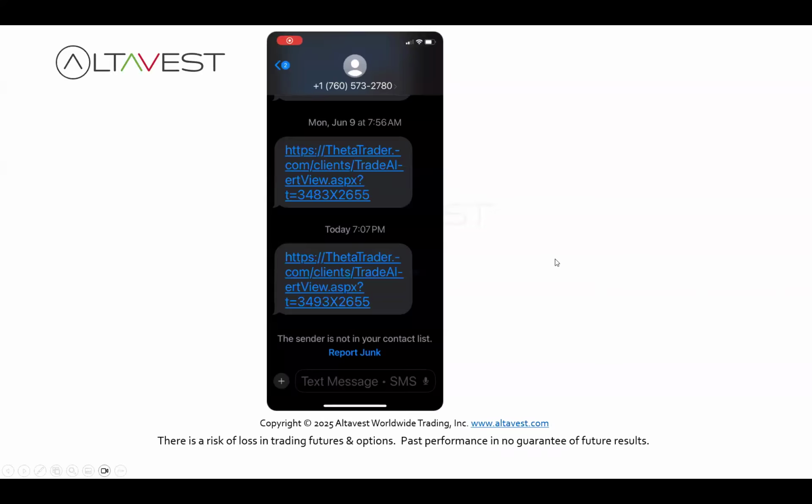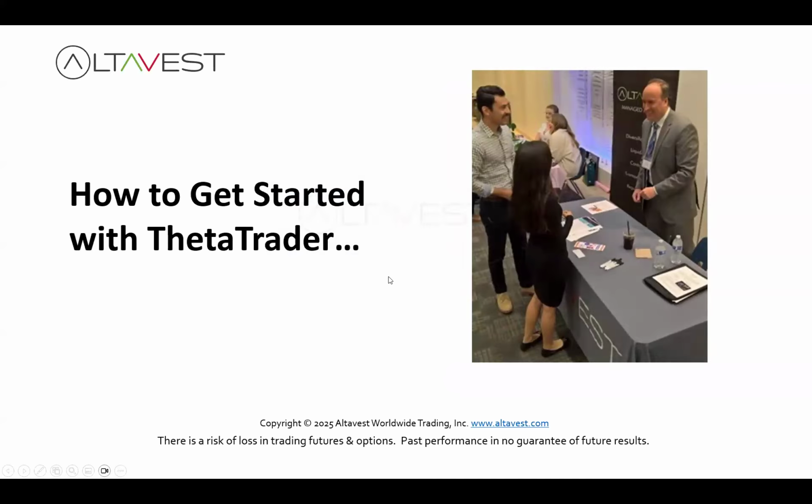So these alerts are very convenient and user-friendly, allowing you access to these otherwise complex, complicated, sophisticated strategies that professionals use. We can put them right at your fingertips and deliver them right to you. So here's how to get started with ThetaTrader.